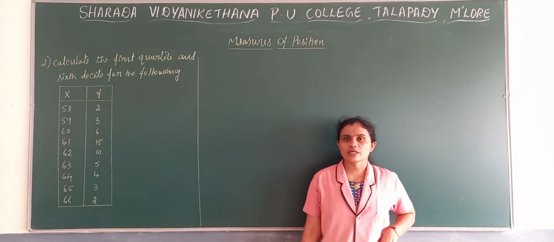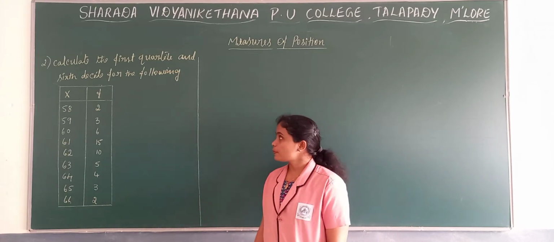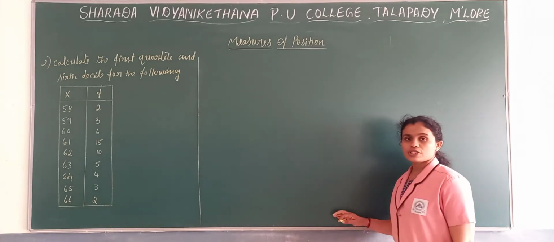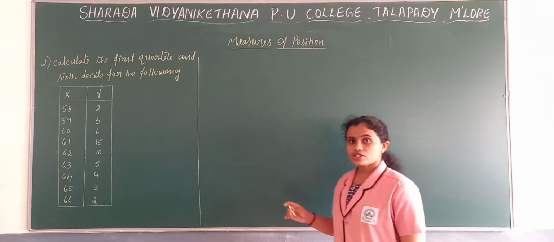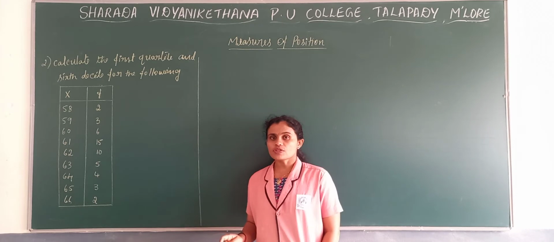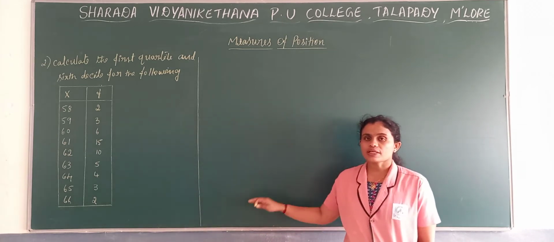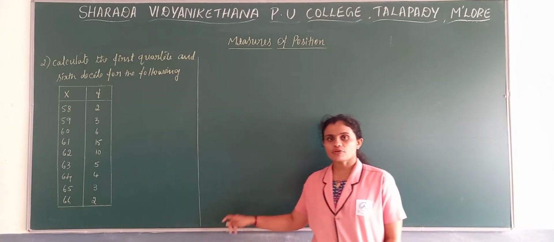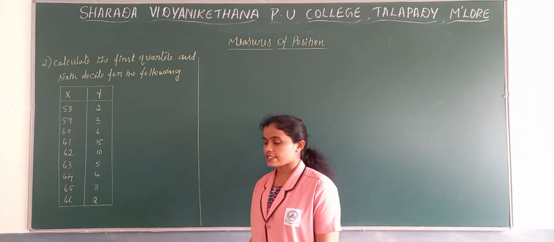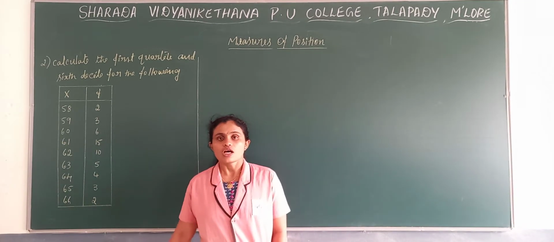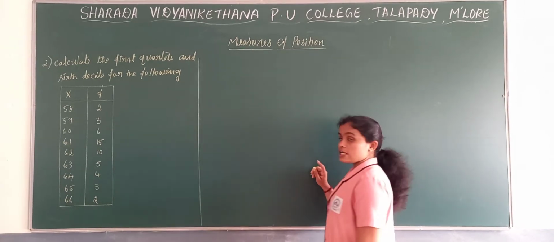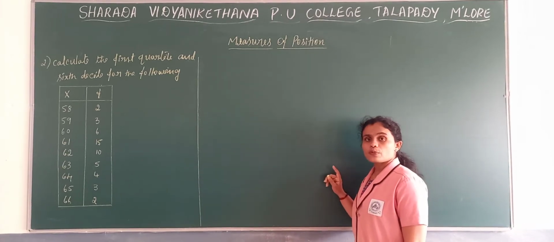Namaste students, welcome to statistics class. In the previous session we were discussing measures of position. Measures of position is the second unit in the fifth chapter, that is univariate data. We have already seen the first unit, measures of central tendency, nothing but averages. So in yesterday's class we discussed the measures of position.